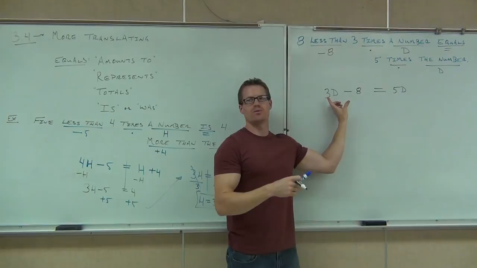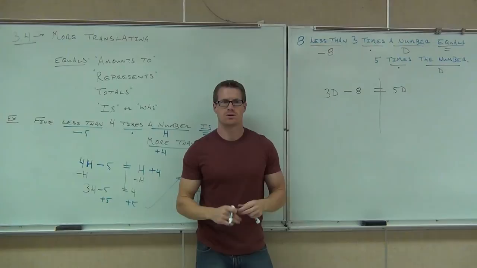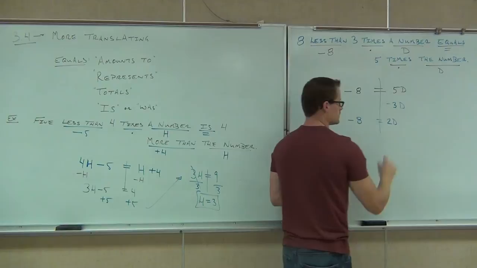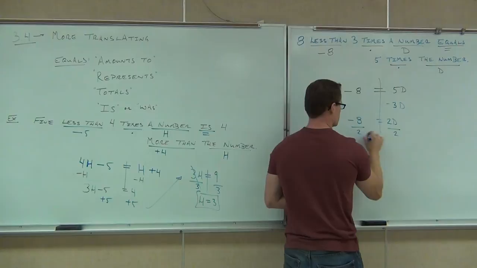What are you going to do? Get rid of the variable. Which is? 3D. Subtract your 3D. Negative 8 equals 2D. Divide by 2. Cool. Negative 4. Negative 4 equals your variable, whatever you had.